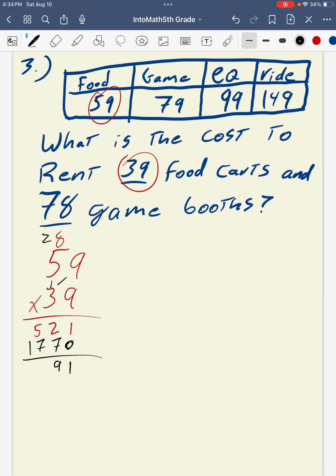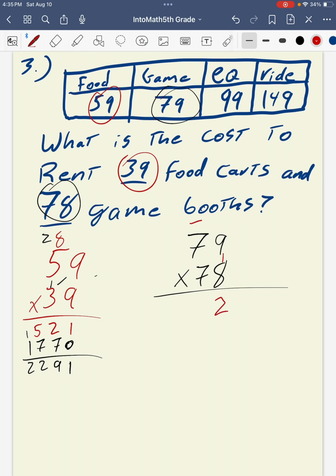Add this up. 1 plus 0 is 1. 2 plus 7 is 9. 5 plus 7 is 12. 1 plus 1 is 2. Costs $2,291 for the games, or for the food carts, I should say. Now, I'm going to focus on the 78 games, and each game costs $79. So I'm multiplying 79 times 78.